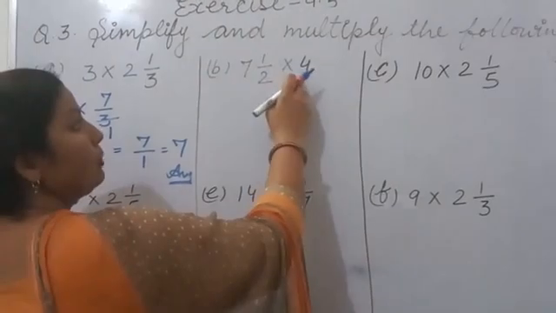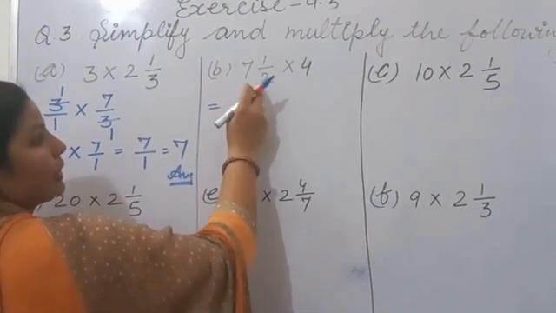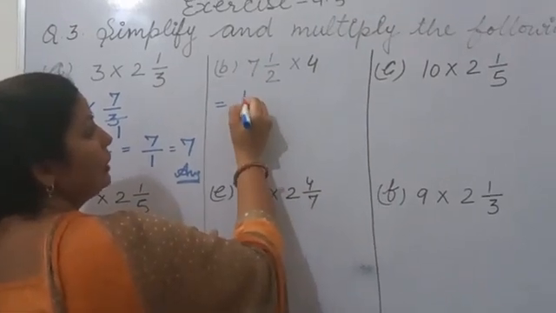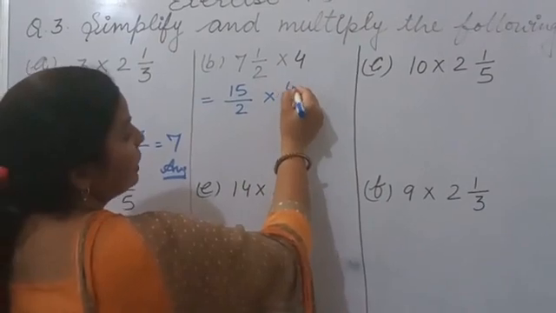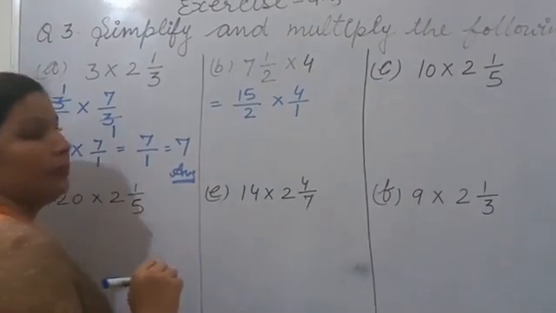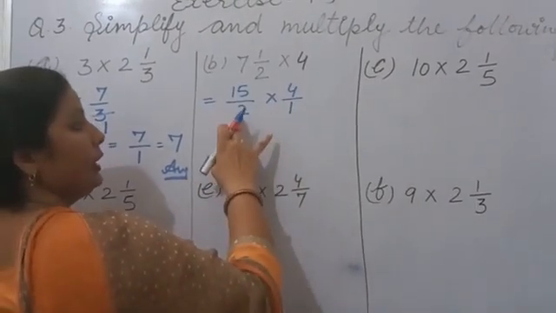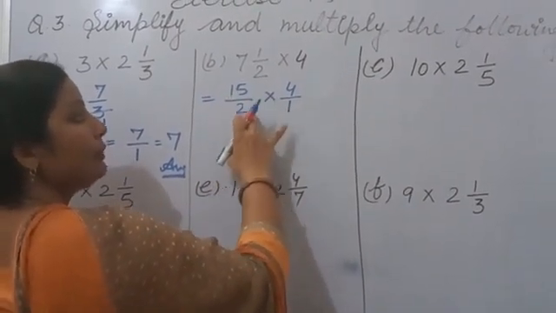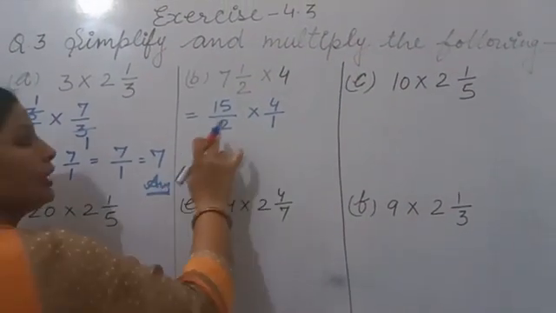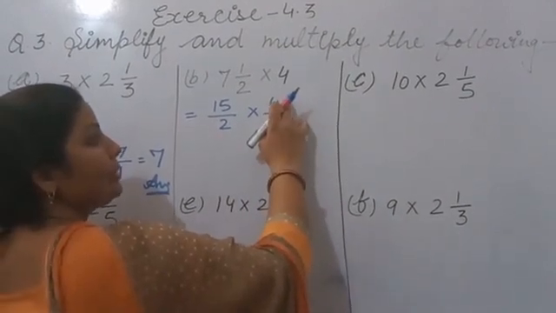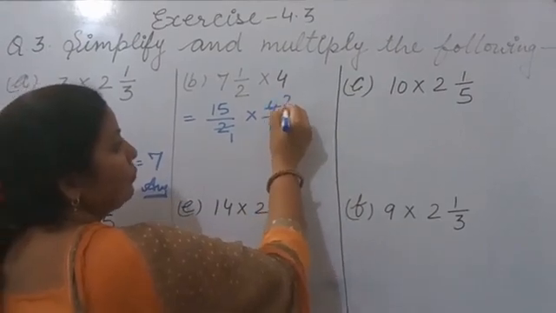Okay, now it's the B part. 7 whole 1 upon 2 multiply by 4. So first of all we change it into an improper fraction. 2 sevens are 14, 14 plus 1 is 15 upon 2. Multiply by 4. There is no denominator, so we can take here 1. Now we can see that there is denominator 2 and there is 1. In the 2 table we don't have 15 but we have 4. That means we can divide by 2. So this denominator cancels with this numerator. So 2 ones are 2 and 2 twos are 4.